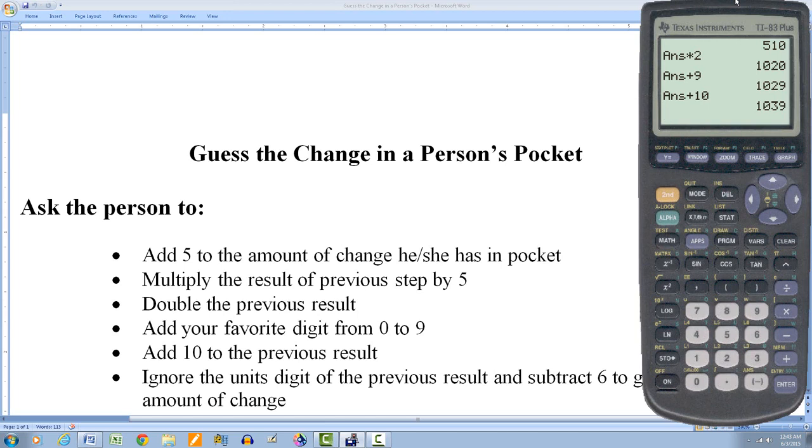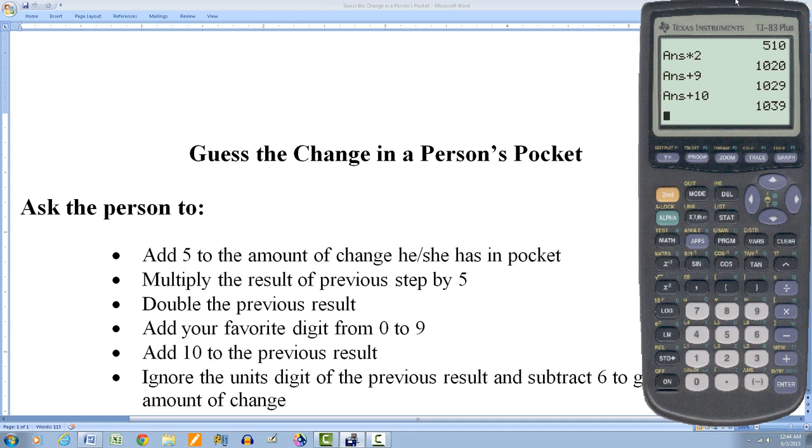So to get the amount of change they have, or the number they were thinking of, or the number they selected, we're going to ignore the units digit, which in this case is 9, which turns out to be their favorite digit. So we're going to ignore it. What that basically is doing is dividing this number by 10. So we get 103.9, and then we disregard the 0.9, and we look at the 103, and then to get the final result, we subtract 6 from that. So subtracting 6 from 103 gives me the 97, which is the number. Okay, so that's the way the procedure works.